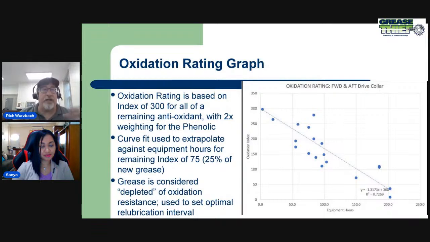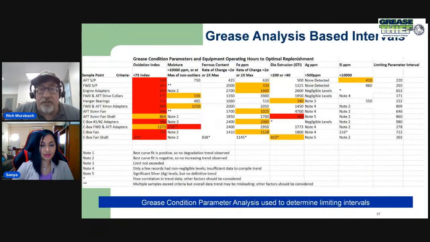And then we were able to create an oxidation rating graph for all of these. And so you go from a top rating of 300, which would be a fresh new grease, all the way down to when it's only at about 50 for the oxidation index, which means that 3/4 of the antioxidants are gone. And so by creating a line of best fit, we could project out what is that optimal grease replenishment frequency. And you can see here it comes out to be like 170 some by using this regression line of best fit. And so we use that as a key parameter.